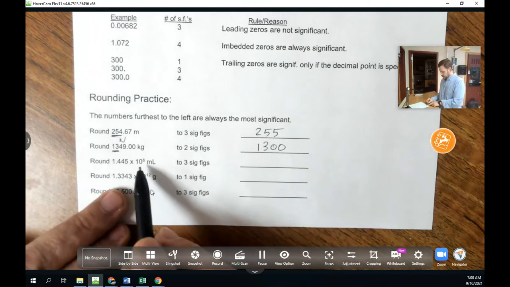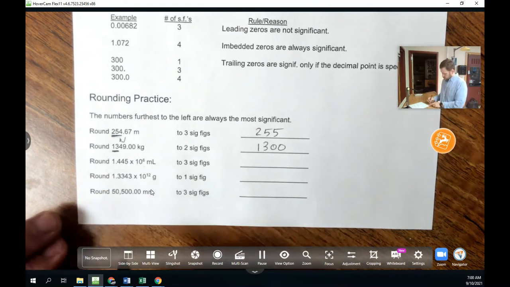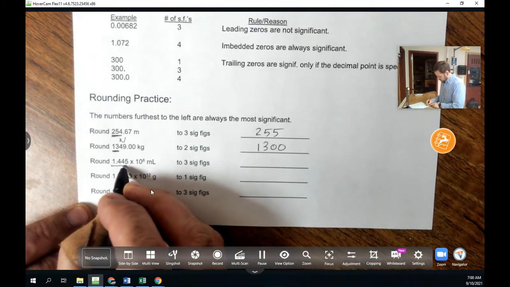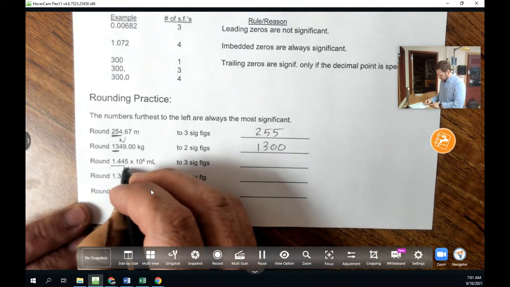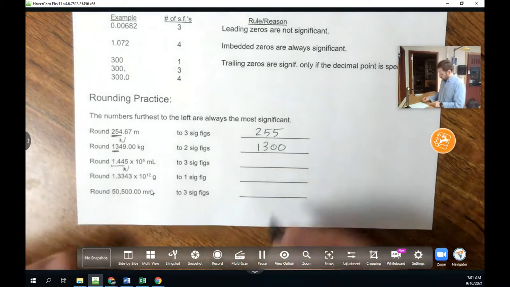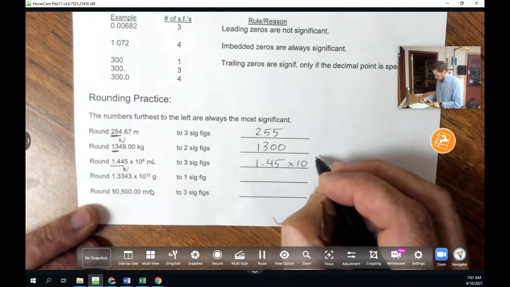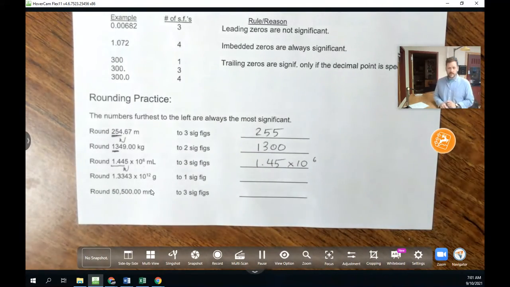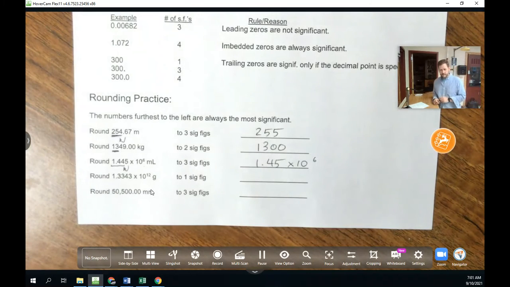If you see a number in scientific notation, it's only the base that's going to be considered. So rounding this to 3 significant figures means looking at those 3 and then wondering if this 5 is going to cause that to round up. Yes, it will. That would round to 1.45. Of course, we have to keep this part to indicate that that's 1.45 million, not just 1.45.